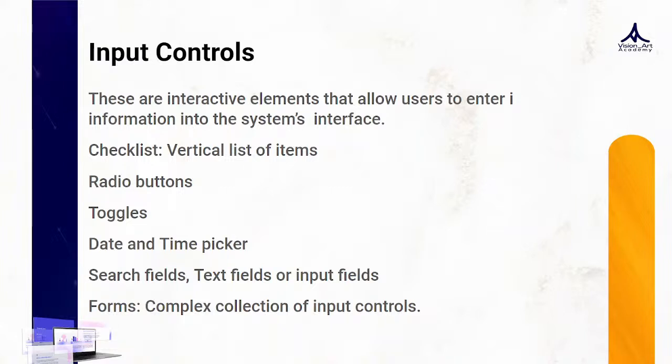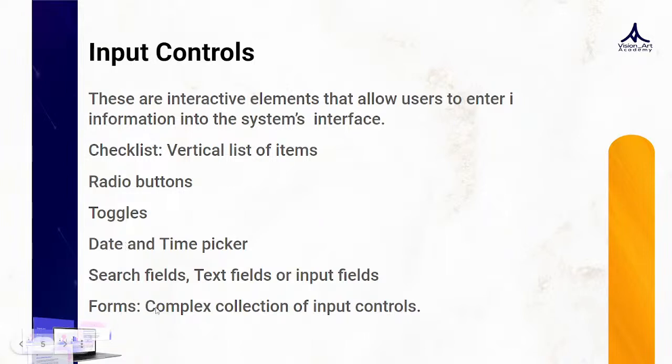We also have toggle. Toggle is when you just mark on something. Maybe you can mark a yes or no, something like that. We also have date and time keeper. Those kinds of inputs are required to get users' information, to get users' details. We also have search fields. Your search field is what you use when you want to search for anything on your interface. We also have text fields or input fields.